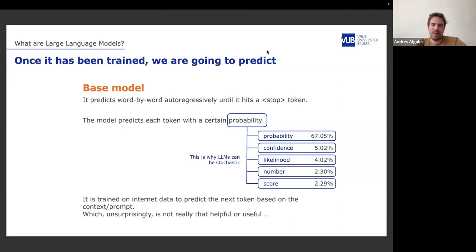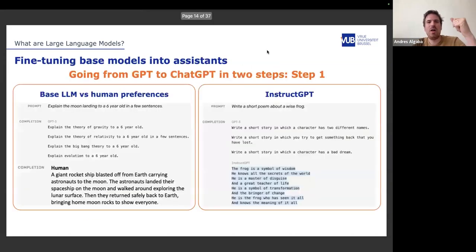So it is just trained on internet data to predict the next token based on the context. But quite unsurprisingly, we've all been on the internet and it's not the most helpful place. So these base models are often very hard to use. And so these are GPT models. How do we actually get to ChatGPT models? Well, we have some additional training steps. So the pre-training is done. We have a GPT, but now we want to make it a ChatGPT.